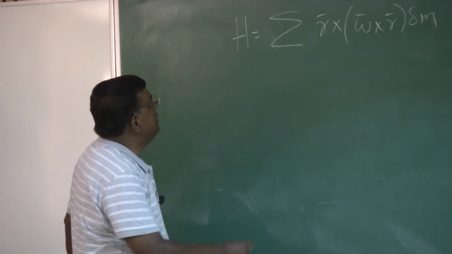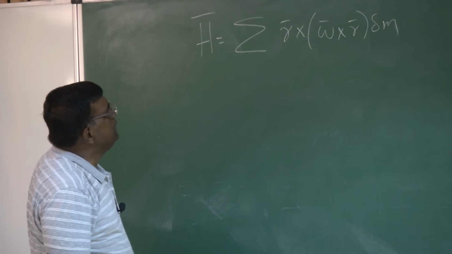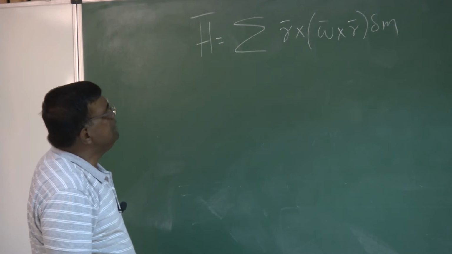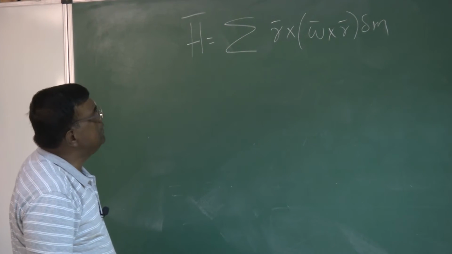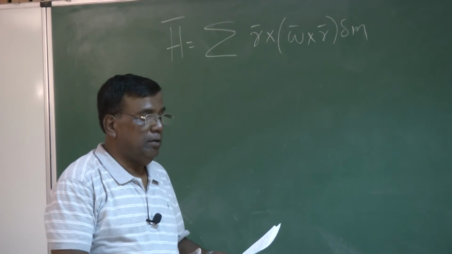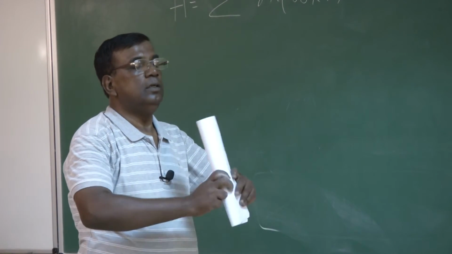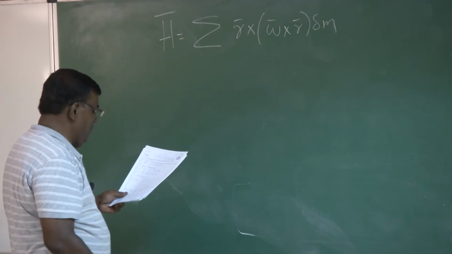We would like to understand this by expanding it. Before we do this, please understand that R is the distance of any elemental mass with respect to the center of mass. Omega is the angular velocity of the rotating frame, that is, the body which is rotating with respect to the inertial frame, and delta m is the elemental mass.